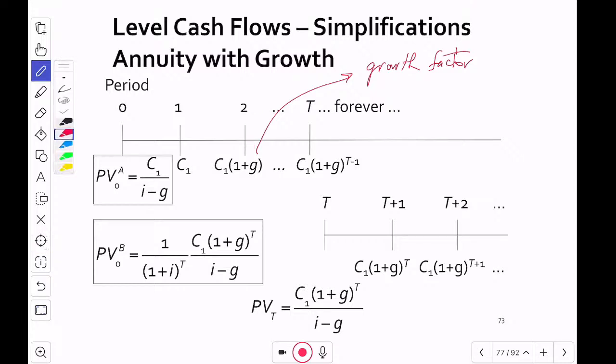Look here, even if you imagine a 1 here, the growth factor exponent is 1 less than the time. So if this was a growing perpetuity, this would be the timeline, and this would be the formula that we discussed, how it's derived. If you don't remember, you can look back at the first few videos from the last weeks.